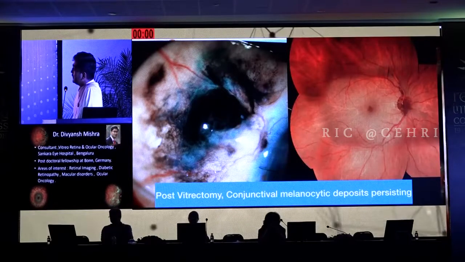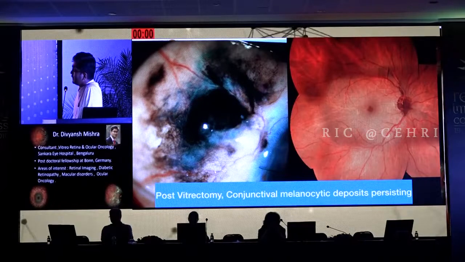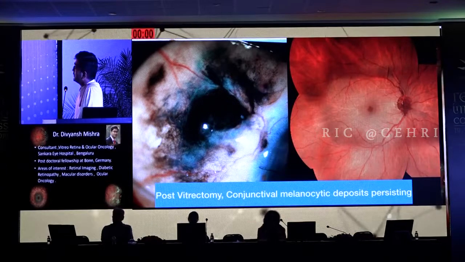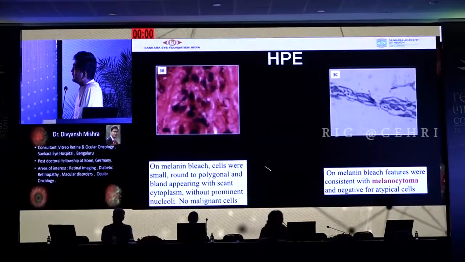Then we did the vitrectomy and we could see that it's still persistent. We again took a biopsy from this point. Actually, we can see that it has increased a little again, this is probably 1 month after the vitrectomy and second incisional biopsy. So this showed that actually it's a melanocytoma.